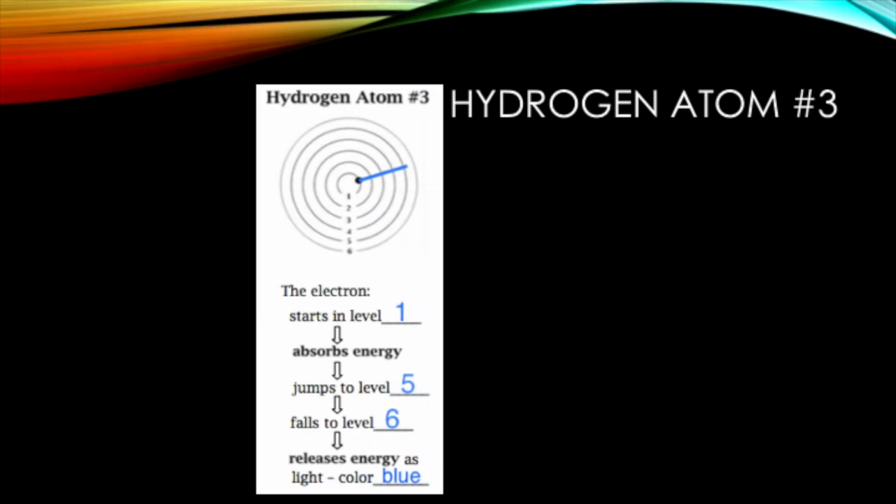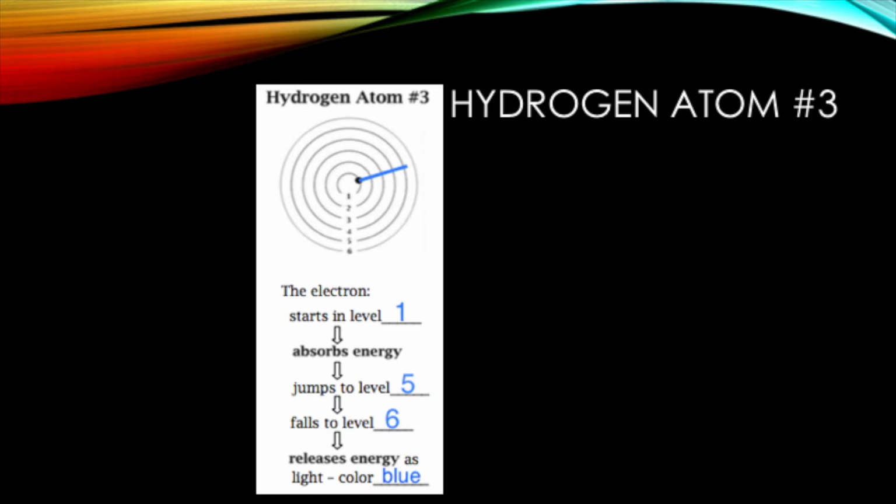For the third hydrogen atom, the electron starts on energy level 1. It's always starting there. That's its ground state. However, when it absorbs energy from being superheated, if it absorbs even more energy than it did for the last scenario, the energy level, instead of jumping up to level 4, will actually have enough energy to jump all the way up to energy level 5.